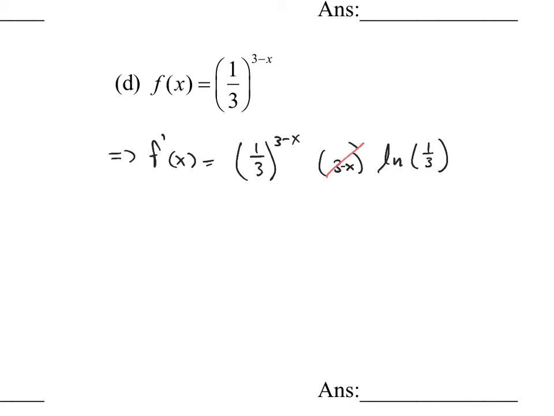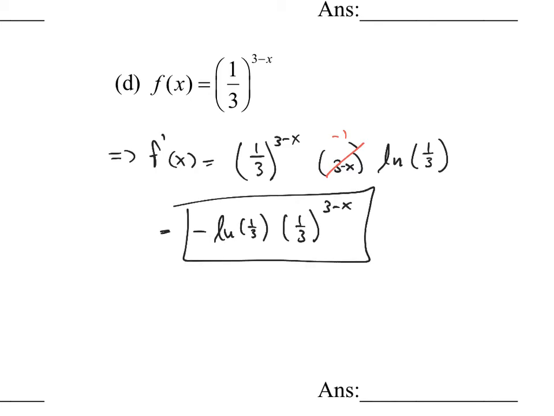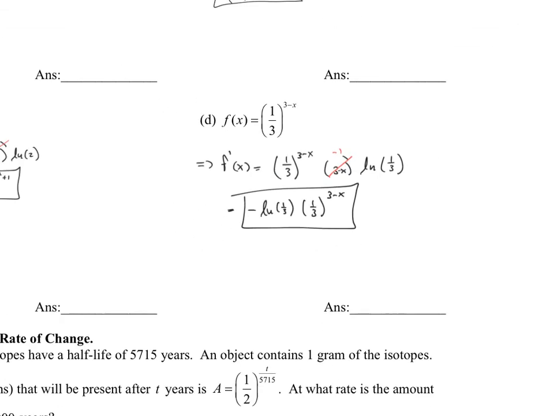What's the derivative of 3 minus x? Well, the derivative of 3 is 0. The derivative of negative x would be a negative 1. Putting this all together then, what would I have? Well, I'd have a negative. I'm not going to write the 1 because that's not simplified. I'd have the natural log of 1/3. And then I'd also have a 1/3 raised to the 3 minus x. Again, a good test problem there for you where you have a different base and you have to use the chain rule.